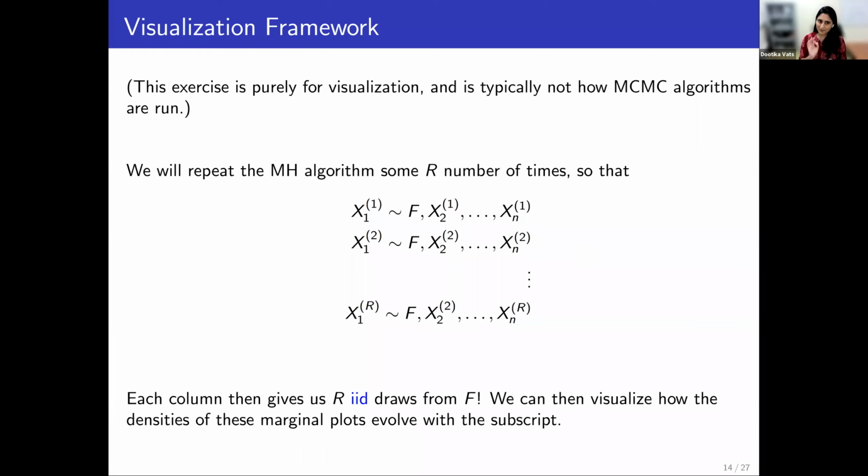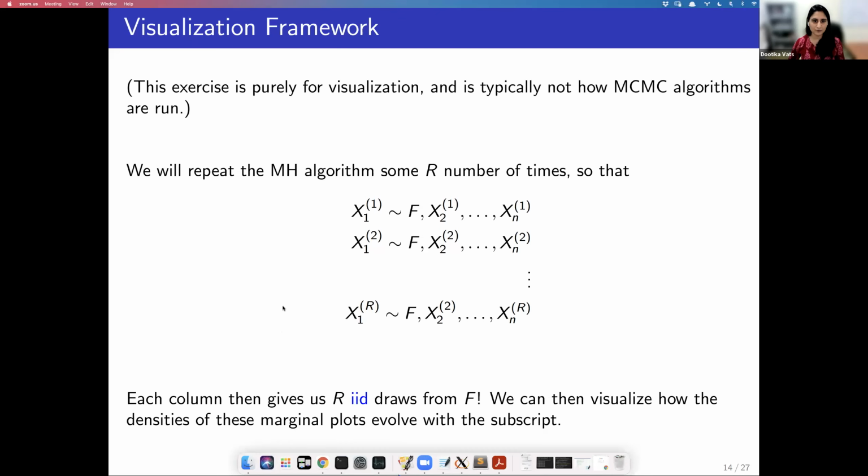So what I'm going to do is repeat the MH algorithm some capital R times, okay? Every row over here is a Markov chain, one run of Metropolis-Hastings, right? The superscript is the run that I'm talking about, and the subscript is the discrete time of the Markov chain. The first draw is from F, because I want that for stationarity. And then I just run it.